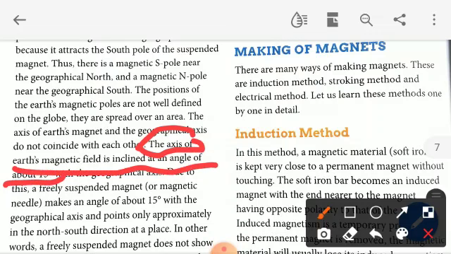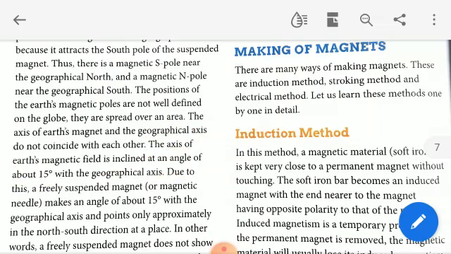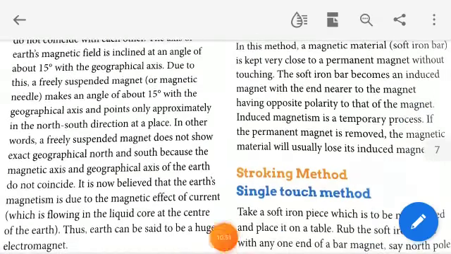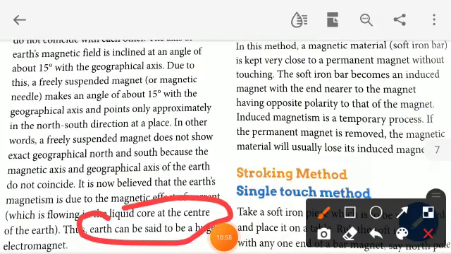It points only approximately in the north-south direction at a place. In other words, a freely suspended magnet does not show exact geographical north and south because the magnetic axis and the geographical axis of the Earth do not coincide. It is now believed that the Earth's magnetism is due to the magnetic effect of current flowing in the liquid core at the center of the Earth. Thus the Earth can be said to be a huge electromagnet. I hope it is clear.